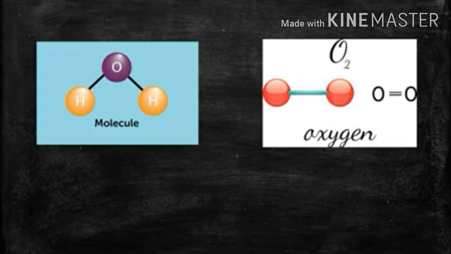Now we'll see the examples. On the left hand side in the picture, we see the molecule of water, that is H2O. This H2O water is made up of 2 atoms of hydrogen and 1 atom of oxygen. It forms H2O. On the right hand side, oxygen molecule O2. It is made up of 2 atoms of oxygen. When they combine together, they form a molecule of oxygen.